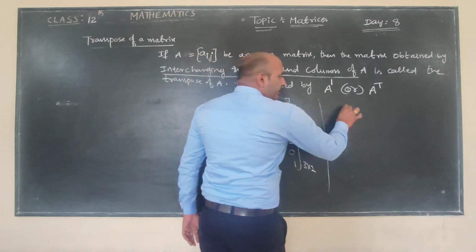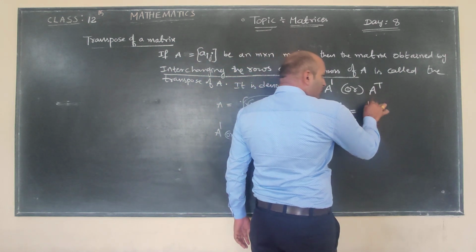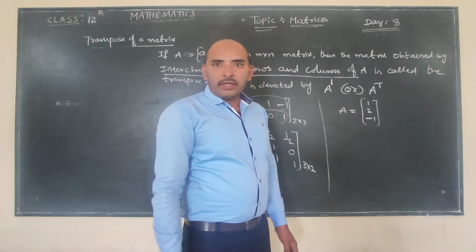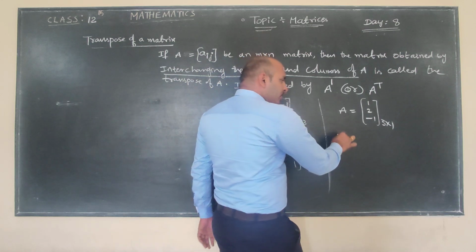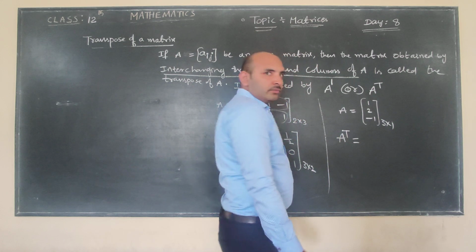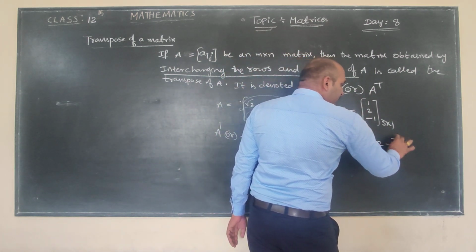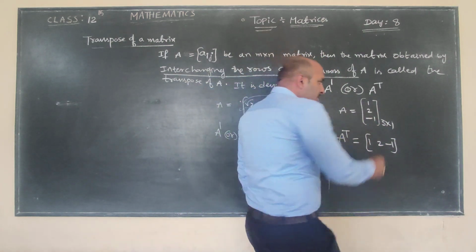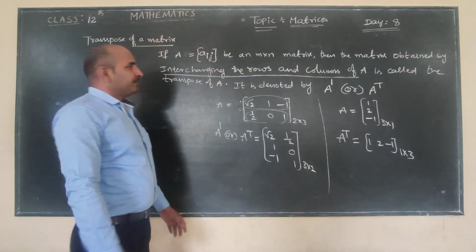Another example. If A equals 1, 2, minus 1. What is this order? 3 cross 1, 3 rows and 1 column. Transpose of A, A transpose, equals. So here we have only 1 column. Write it as a row matrix: 1, 2, minus 1. Interchanging the columns into rows. So what is the order here? 1 cross 3, 1 row and 3 columns.